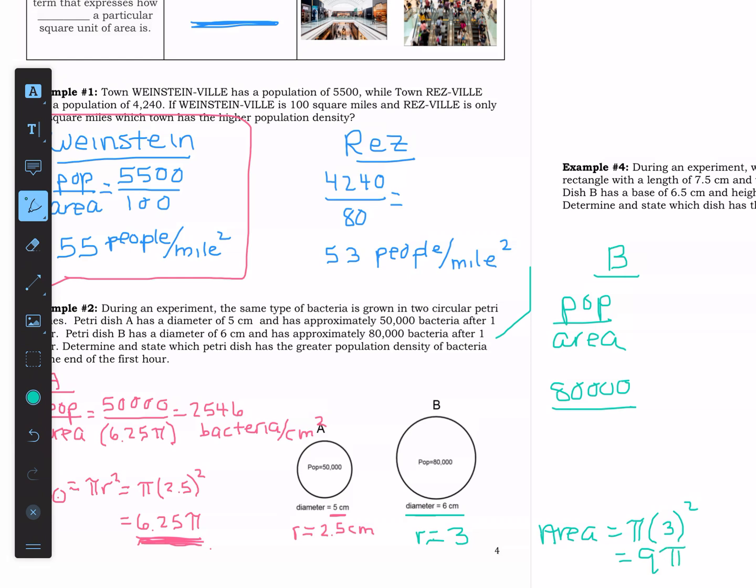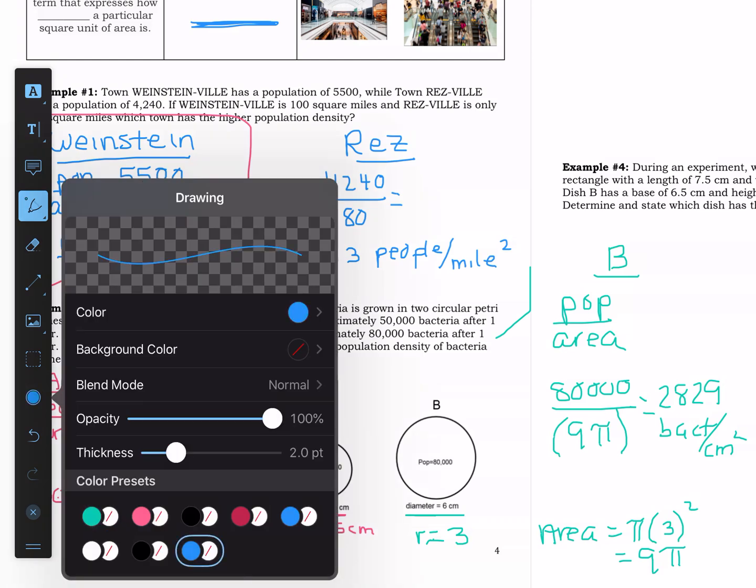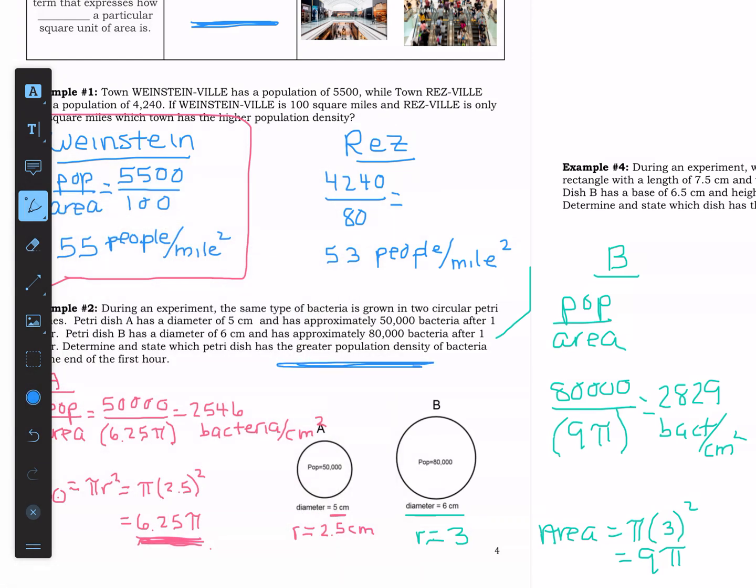So when we take this and plug it back into our formula, again, put parentheses around the 9 pi before typing it into your calculator, and we get 2,829 bacteria per square centimeter. Okay, so looking at our numbers for who has the greater population density, that would be Petri dish B, because its number is higher than this number.